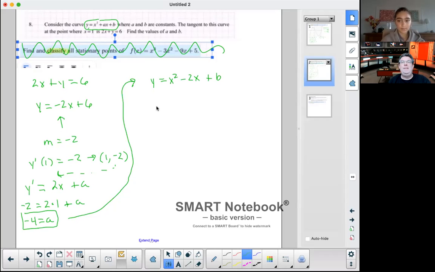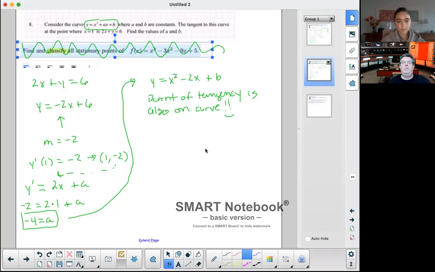So I'll say point of tangency. Do you know what that means? Where the tangent line hits the curve. Yep. Okay. It is also on the curve, right? It has to be.